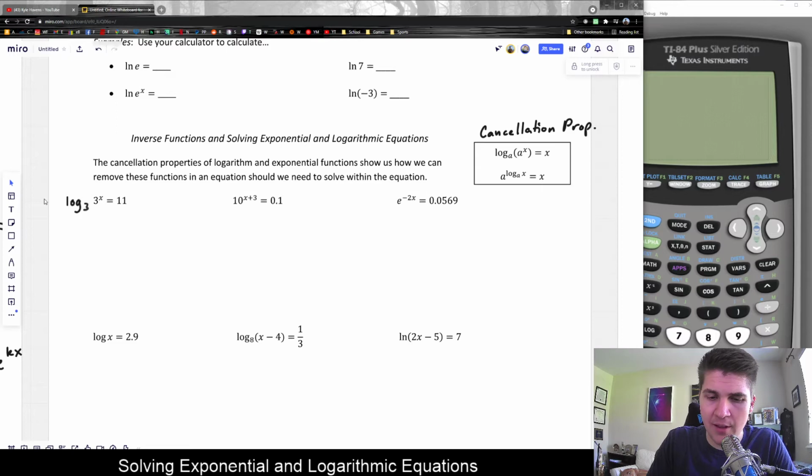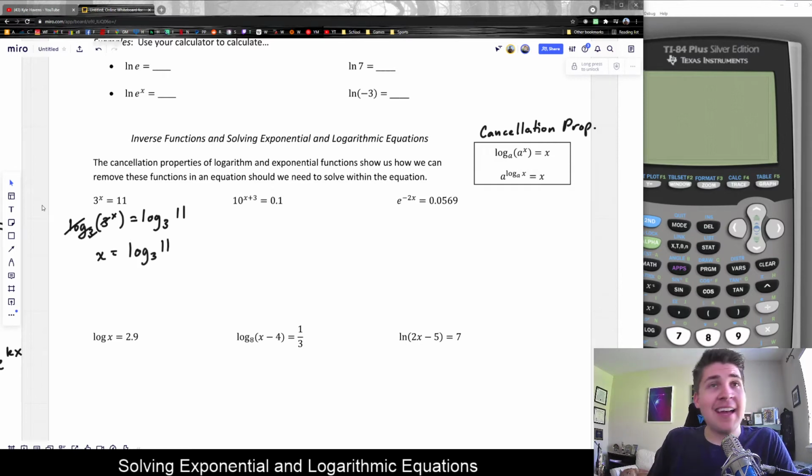If I apply log base 3 to both sides, I'll go ahead and rewrite it like this so I have enough space. I'll apply log base 3 to the left-hand side of my equation, and I'll apply log base 3 to the right-hand side as well. Log base 3 of 3 to the x will cancel by the cancellation properties. It will work, and this will leave me with x equal to log base 3 of 11.